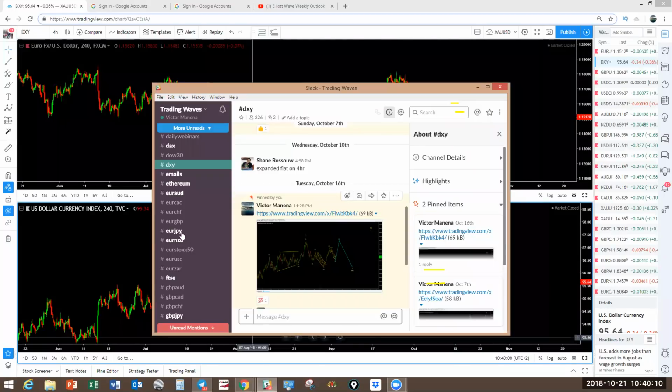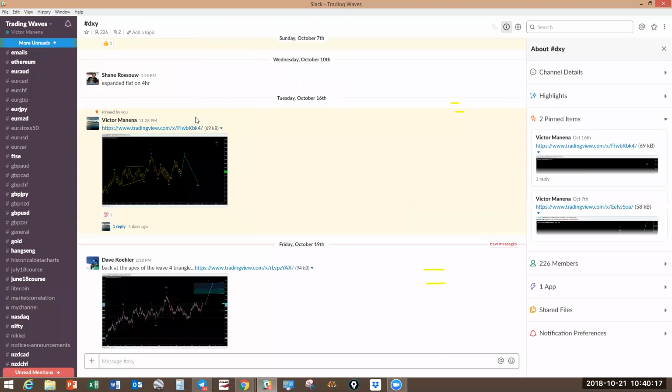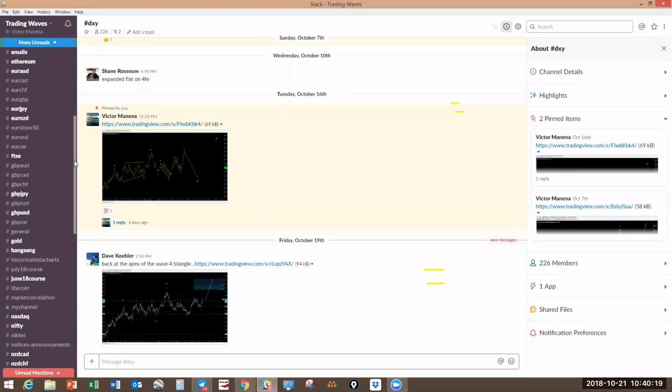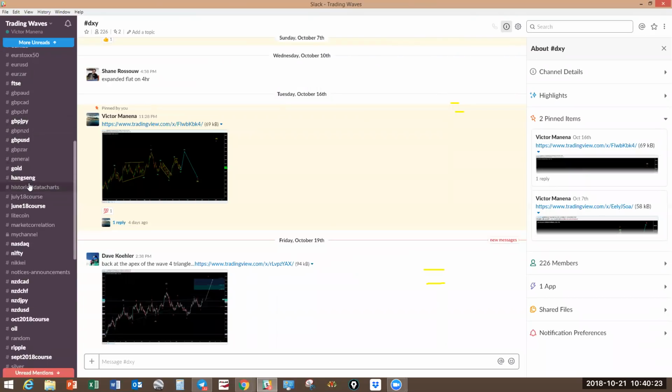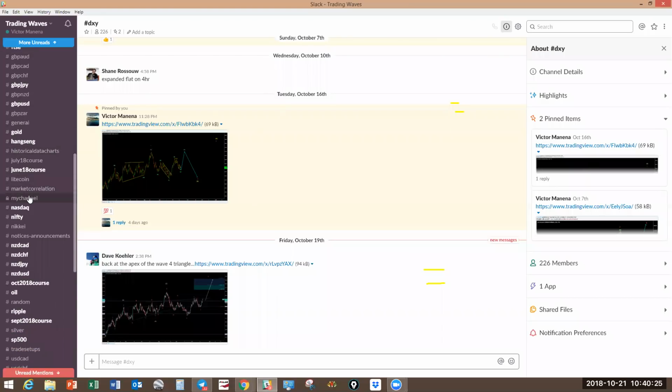So this is what we're looking at in the group. If I go to Euro US dollar, this is how it's set up. This is the dollar index. Let's go to Euro US dollar. This is the platform that we use in our group. We've got over 300 Elliott Wavers in the group. That's another advantage of being in the group. You get assistance from over 300 people who are looking at the charts the same way you are.